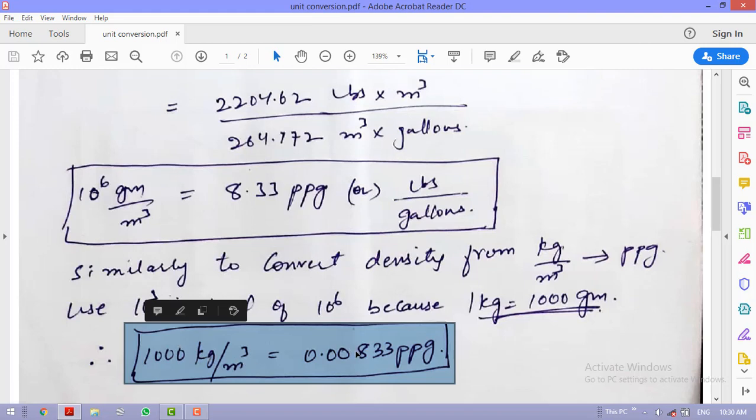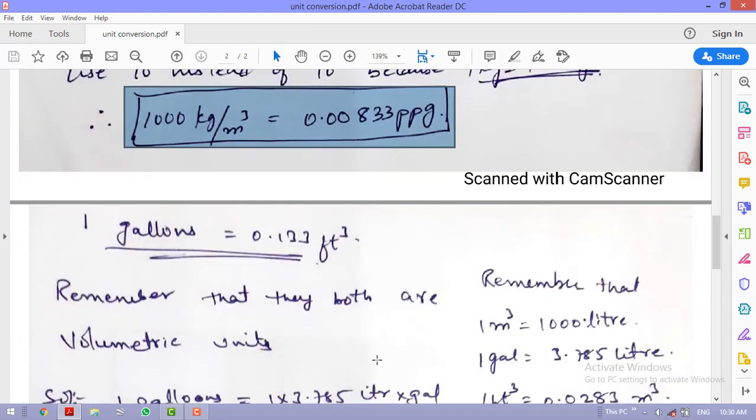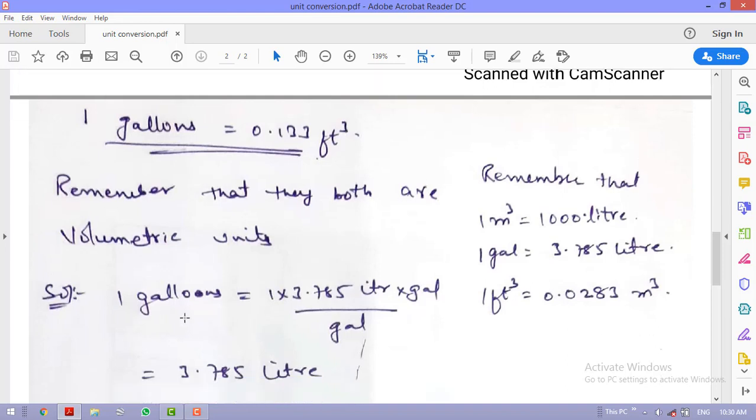Okay, so if you get that, then it's very good for you. If you didn't get that, then you can use my comment box and ask me to show even this one. Okay, so now let us see the second one, that 1 gallon is equal to how many feet cube.